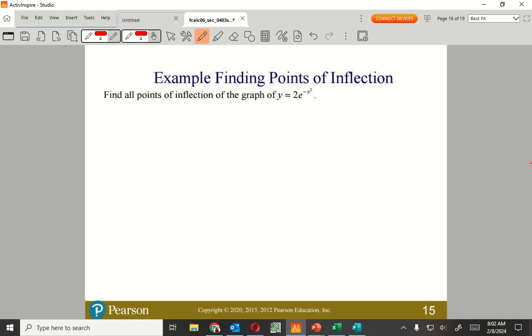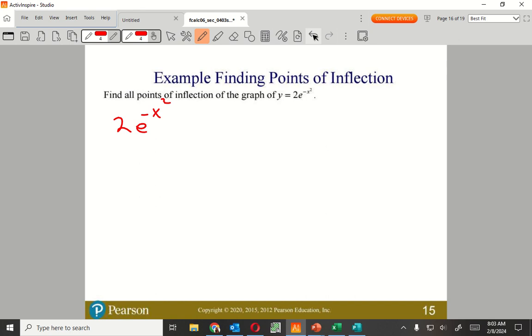All right, so we're going to go through and find all points of inflection. Points of inflection is when my second derivative is equal to 0. So, first derivative, I'm going to get that y prime is going to be equal to, how about this? Let's rewrite it first. So 2e to the negative x squared.